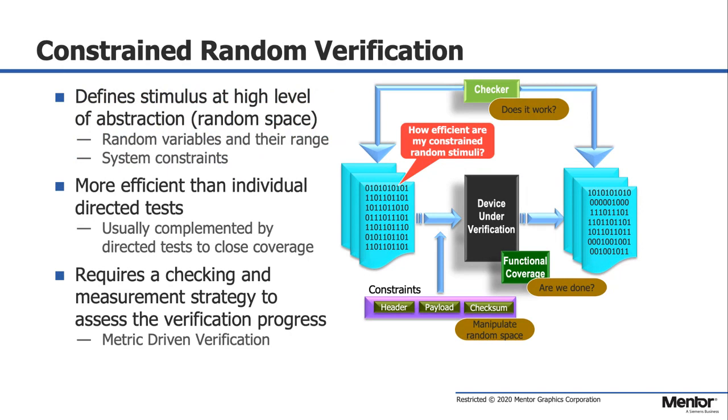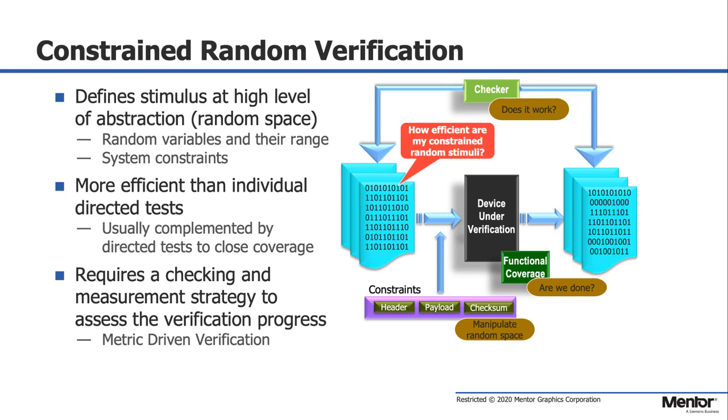If we take a high-level view of constrained random verification, what we're doing is defining stimulus at a high level of abstraction. We're creating a random space, and then we're defining constraints, or a set of system constraints, that define all the possible scenarios that we want to stimulate our design. And this can be more efficient than individual directed tests, but you can of course complement this by having a mixture of random tests and directed tests in your verification process.